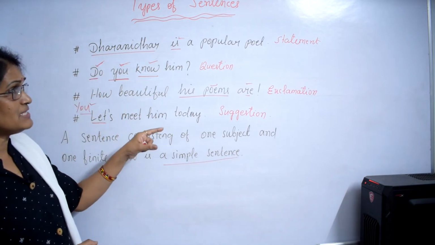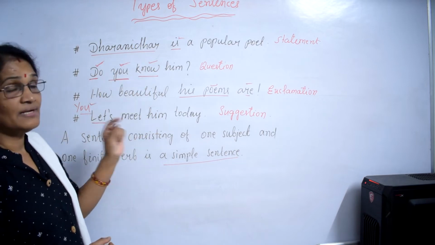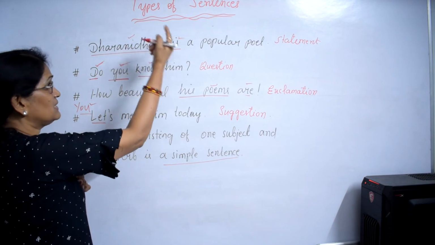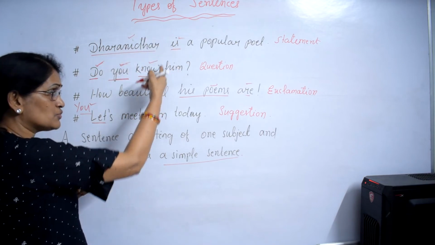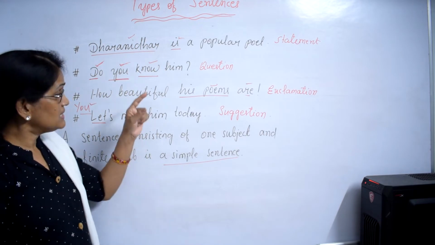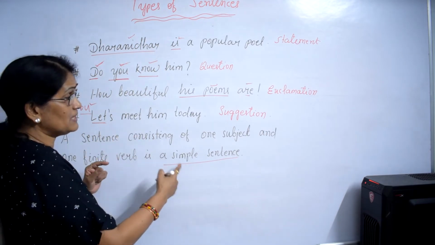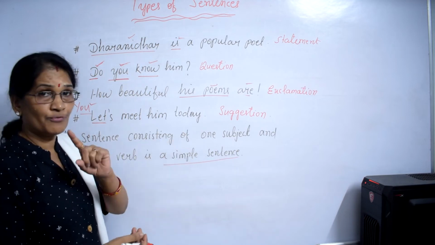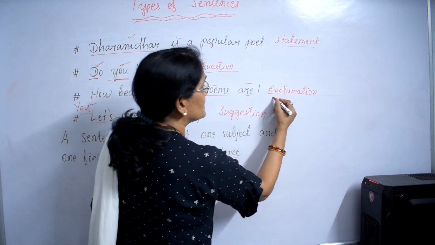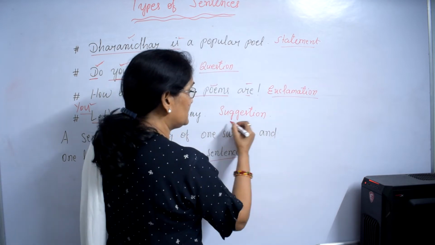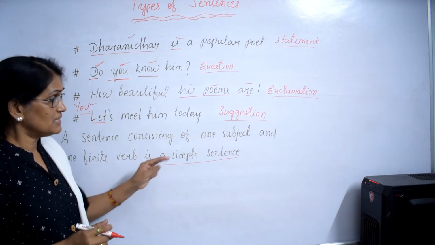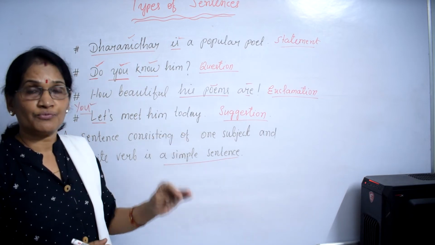What do you get from this? All sentences are simple sentences because there is one subject and one finite verb. So all the sentences are simple sentences. What do you get? Simple sentence. So a simple sentence is divided into 4 kinds. One is statement, another is question sentence, third one exclamatory sentence, fourth one suggestion, imperative sentence. That means a simple sentence is divided into 4 kinds.